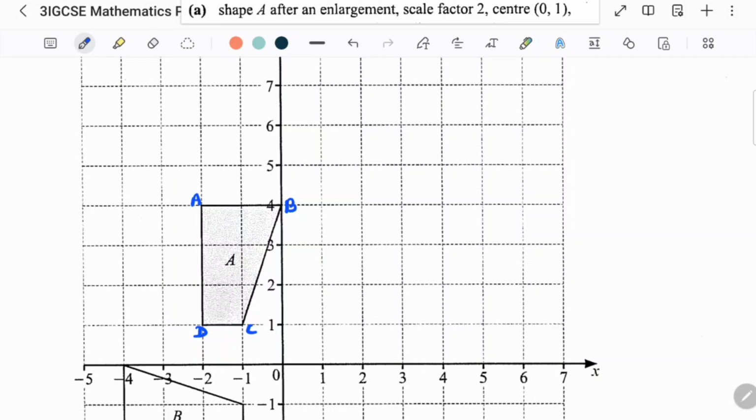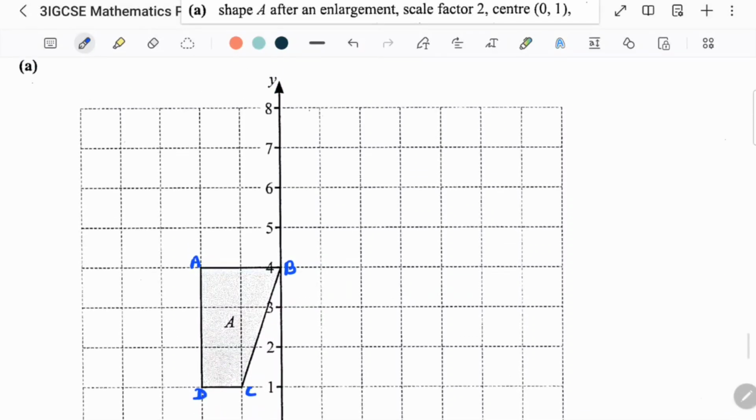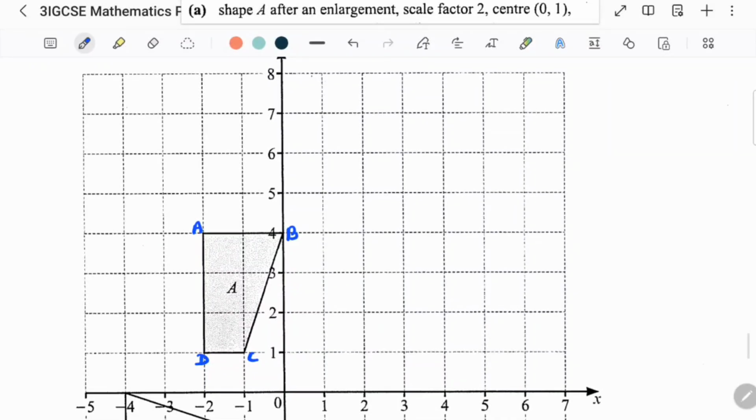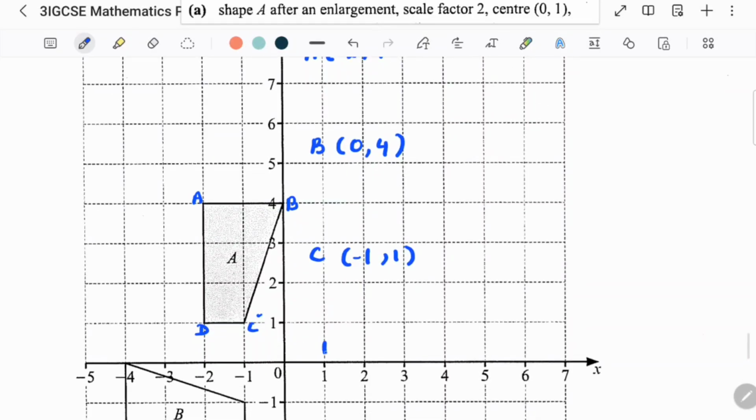So right now we have the object coordinates A, B, C, and D. Write down their coordinates. So A coordinate is (-2, 4). Your B coordinate is (0, 4). Your C coordinate is (-1, 1). And your D coordinate is (-2, 1).